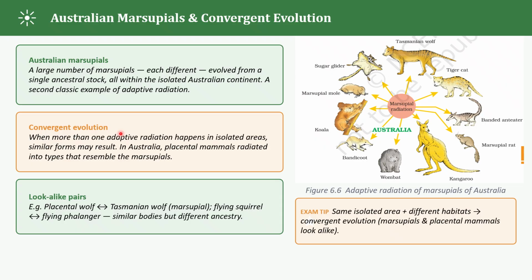So what is the difference between adaptive radiation and convergent evolution? In adaptive radiation, one ancestor gives rise to many species. In convergent evolution, different ancestors develop similar features because they live under similar environmental conditions.